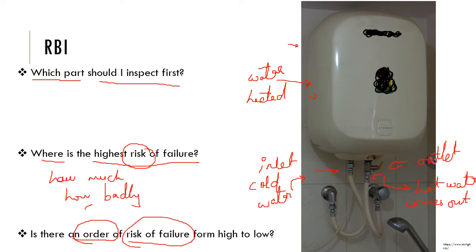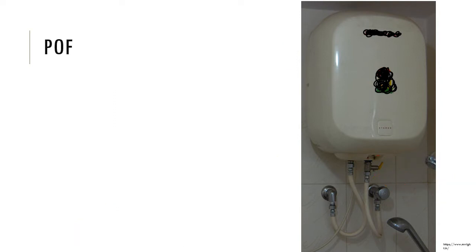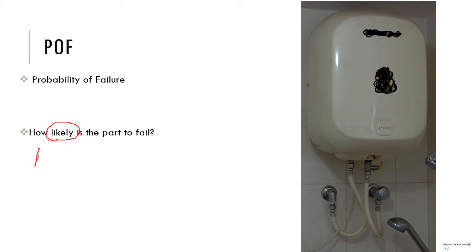So how do we subdivide this risk further? That comes first in PoF, which is probability of failure. Probability basically means how likely the part is to fail. Likelihood may also come as a number. So does it fail frequently or rarely?